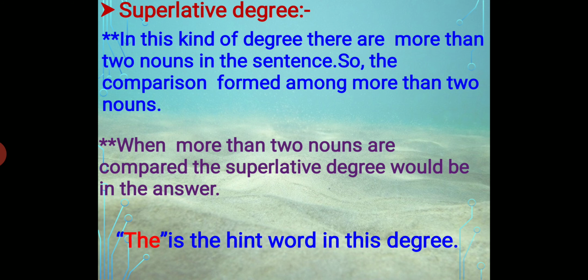When more than two nouns are compared, the superlative degree would be in the answer. And what is the hint word of the superlative degree? The. If you are confused, then you have a hint word in the sentence: the. How do we get an idea with the? Let's see the examples.